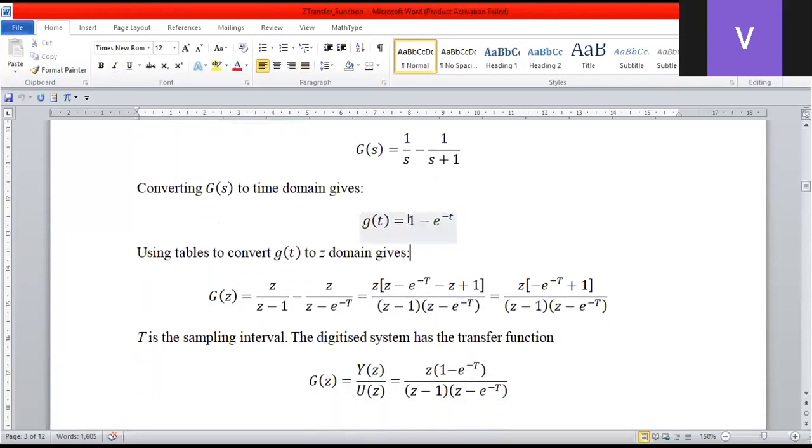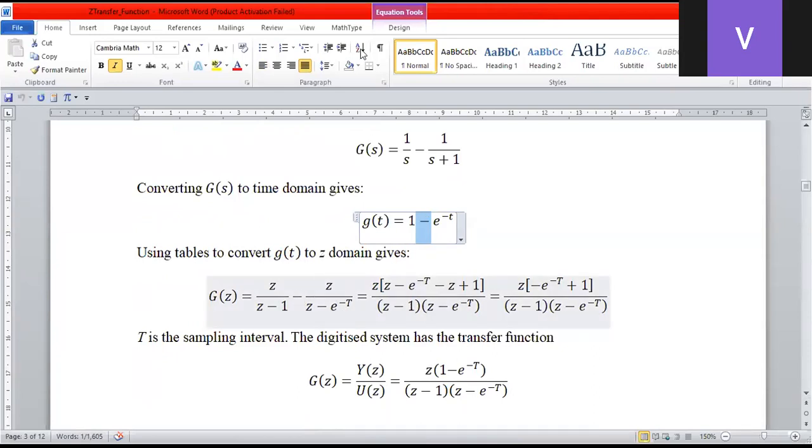So the Z transform of 1 is this. In the last class, we actually proved this. Then the Z transform of e to the power minus aT is given by this. Then you have your minus a.